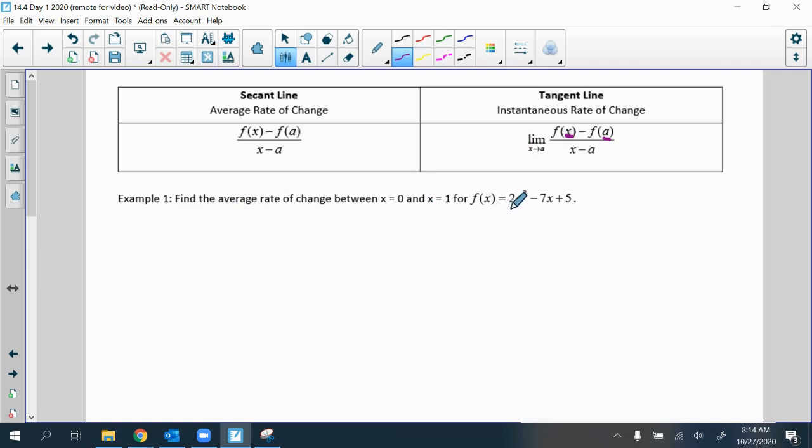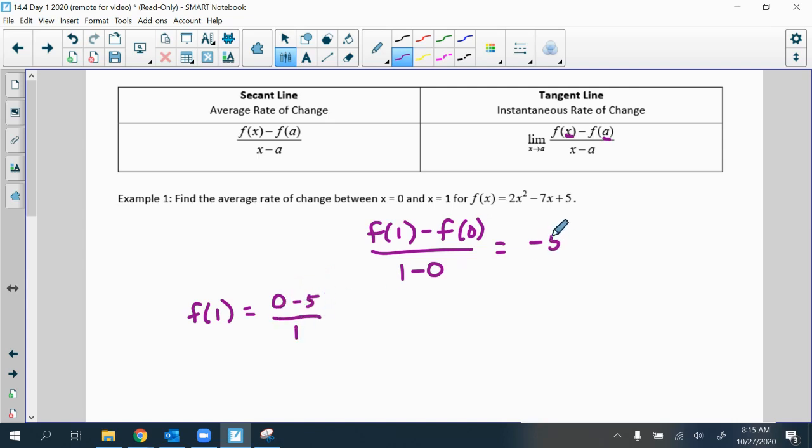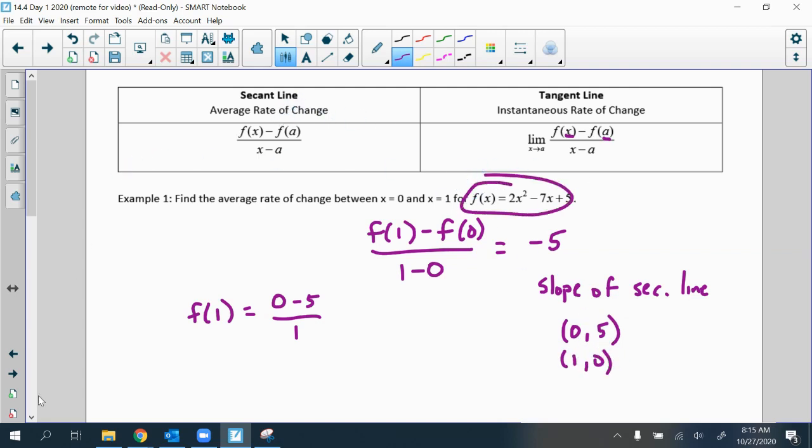Find the average rate of change between 0 and 1 for this function. So that would be f of 1 minus f of 0 over 1 minus 0. f of 1 is going to be 2 minus 7 is negative 5, plus 5 is 0. And then if I plug in 0, I get 5. So the average rate of change is negative 5. That represents the slope of the secant line between (0, 5) and (1, 0) on this particular graph for f of x.